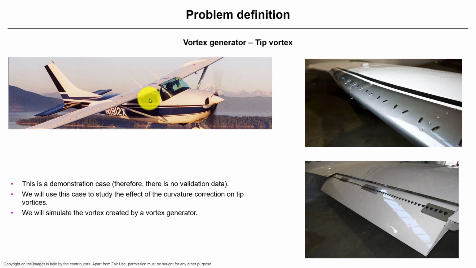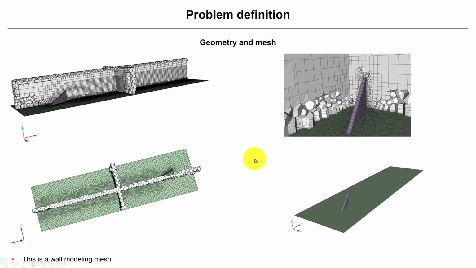Okay, so we're not going to simulate the whole airplane or the whole wing, just a small segment, but this one is going to generate a very concentrated vortex, and they have an influence on the boundary layer. By the way, you have this also in cars. Okay, it's not only limited to airplanes. So this is a demonstration case. We don't have any validation data. However, we know what the behavior should be.